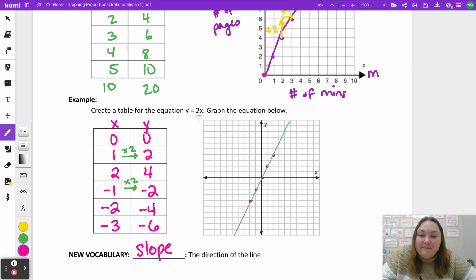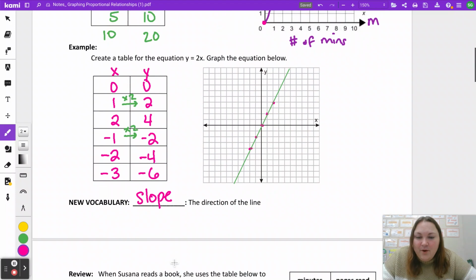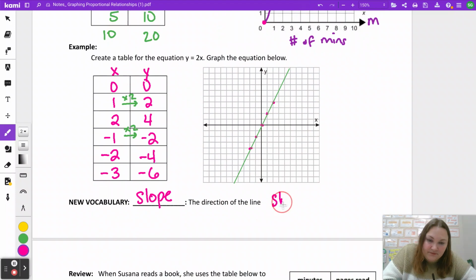Slope is a number, like the number 2, and it tells you the direction of the line. When we talk about slope, a lot of times we talk about it with the formula rise over run. Just like when I had 2 as my slope and I thought of it as 2 over 1, that top number in the fraction tells you the rise.